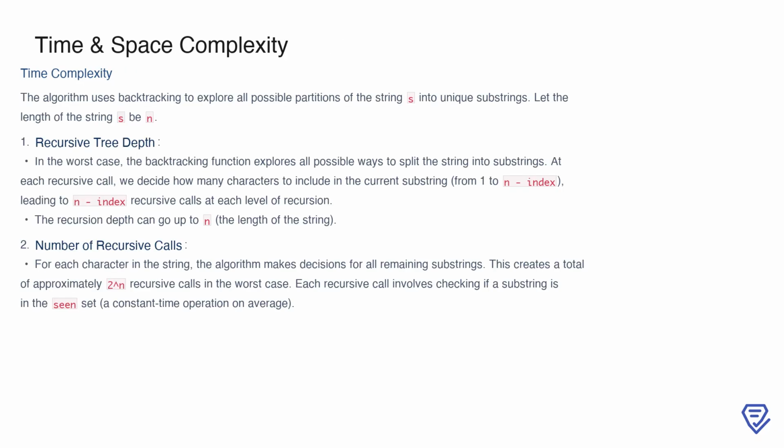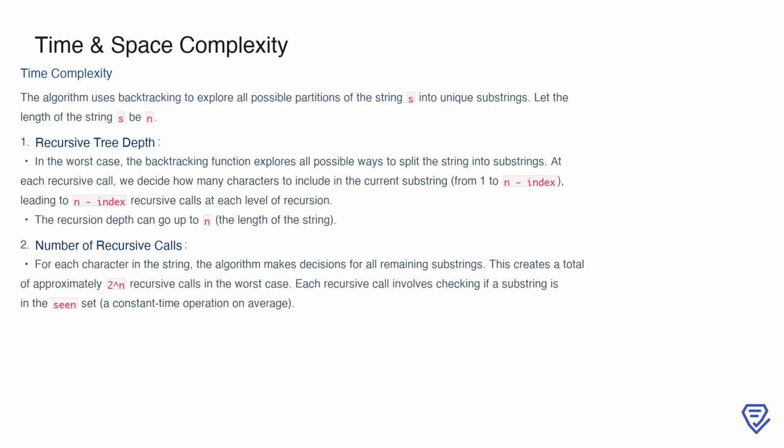To analyze the time complexity, let's first consider how the algorithm explores all possible partitions of the string using backtracking. If we denote the length of the string as n, the recursive tree depth can extend up to n because, in the worst case, the algorithm might need to make decisions at every index of the string. At each recursive level, the function determines how many characters to include in the current substring, ranging from 1 to the remaining characters, which is n - index. This means that at every step, there are up to n - index recursive calls. Since the decisions we make ripple through all possible ways to split the string, the total number of recursive calls can grow exponentially, approximately reaching 2^n in the worst case.